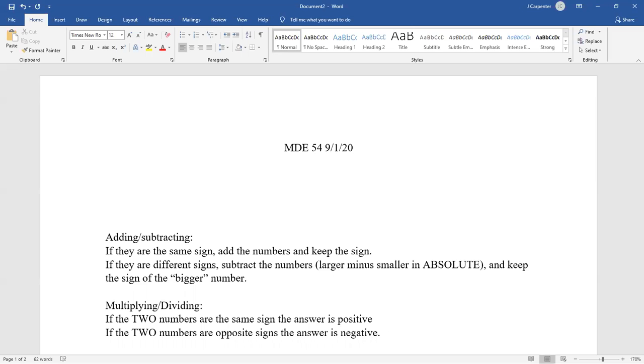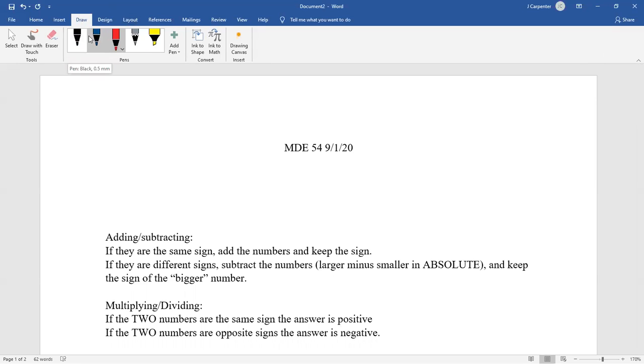I have some little abbreviations for these that I've always liked that I actually made up on my own many years ago. And they are SAK and DSL for the addition subtraction rules. And if you don't like abbreviations, if you don't like memorizing, you don't have to, as long as you can get the job done one way or another.